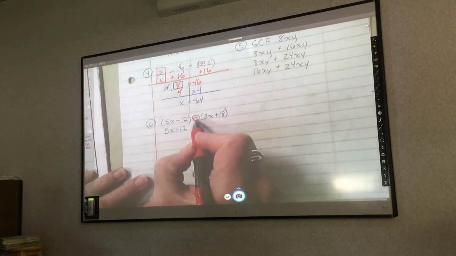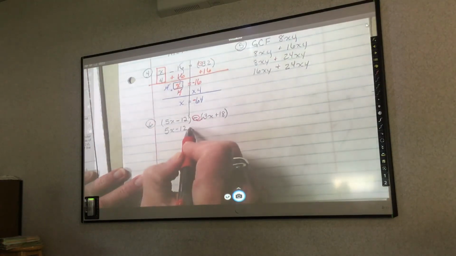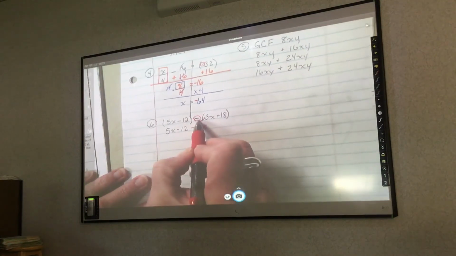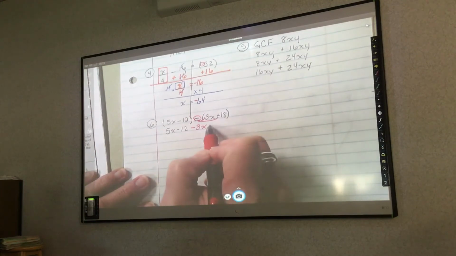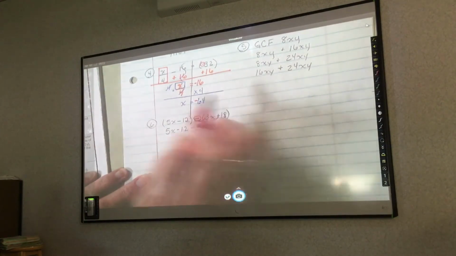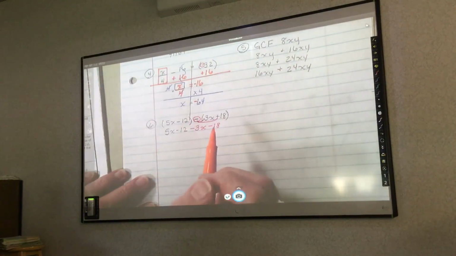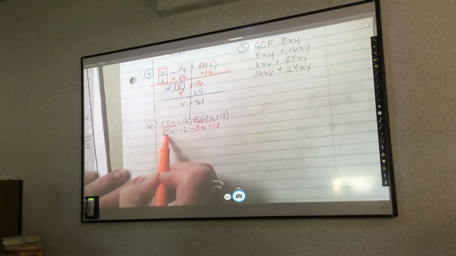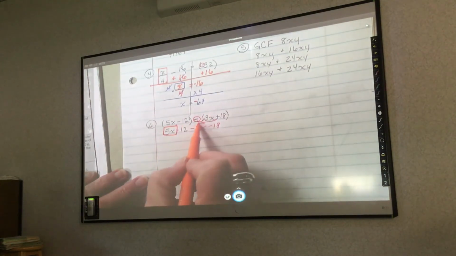Then a negative times a positive makes this 3x negative. So it's a negative 3x. Then a negative times this positive makes it a negative 18. And that's all I had to do so far. I'm distributing that subtraction sign. Now I look at it and I combine. When I say I combine, that means I am adding.